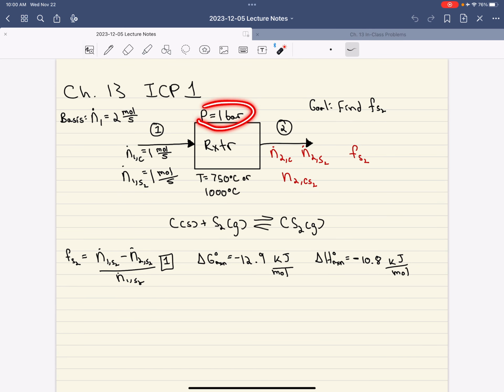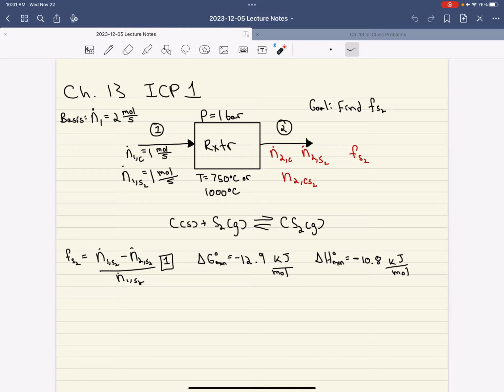It's operating at a pressure of 1 bar and either a temperature of 750 or 1000 degrees Celsius. For our basis, we're told that the reactor is fed with equal molar amounts of carbon and sulfur. So I just assumed that we had a feed flow rate of 2 moles per second, so that for the carbon and sulfur, their molar flow rates would be 1 mole per second.